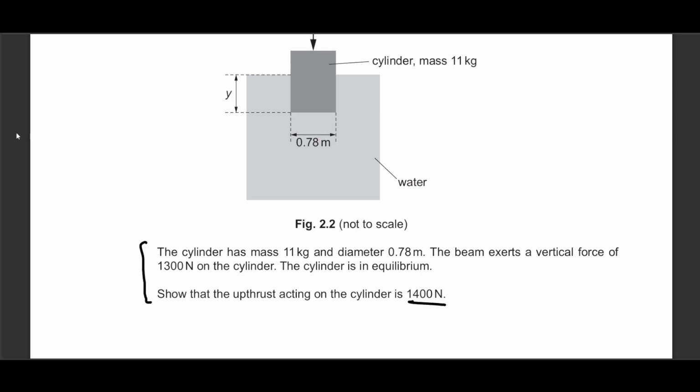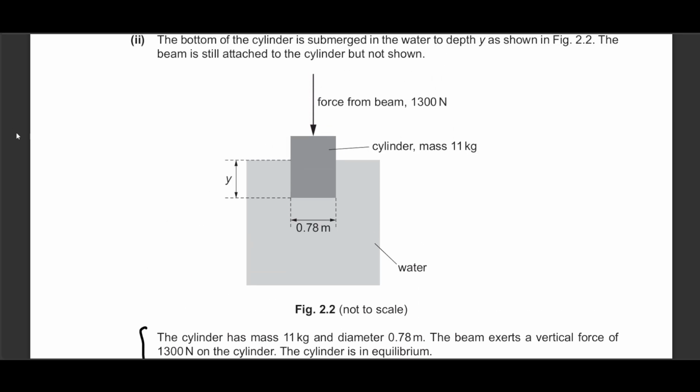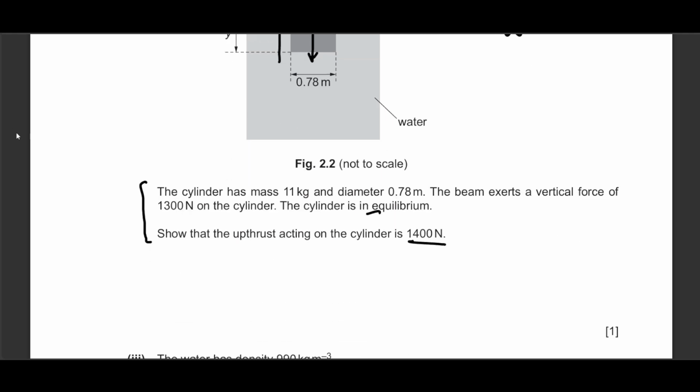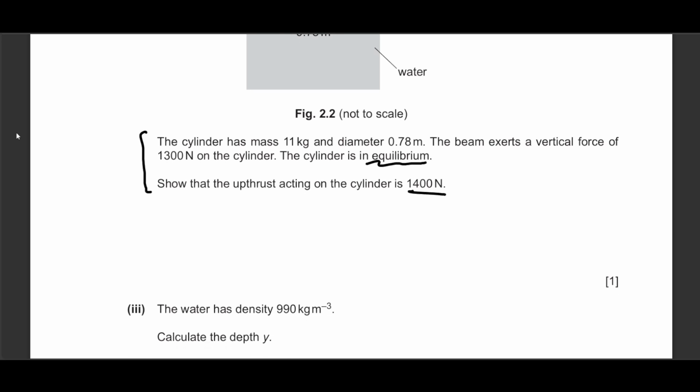Now notice that the mass of the cylinder itself is 11 kilograms. Now this is mass. If I want to convert this into a force, this has to be multiplied with 9.81 to make the weight of it. And there is a force of 1300 Newtons. And if this is in equilibrium, that means all the force that is acting downwards on it should be equal to the upward force provided by the upthrust, which means the downward forces should be equal to the upward forces.